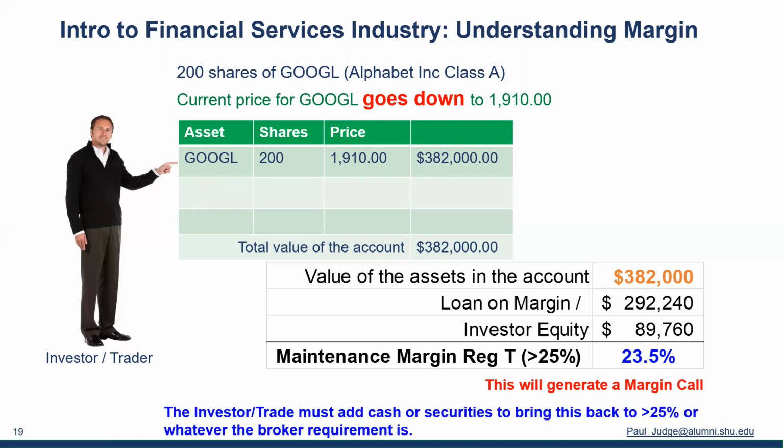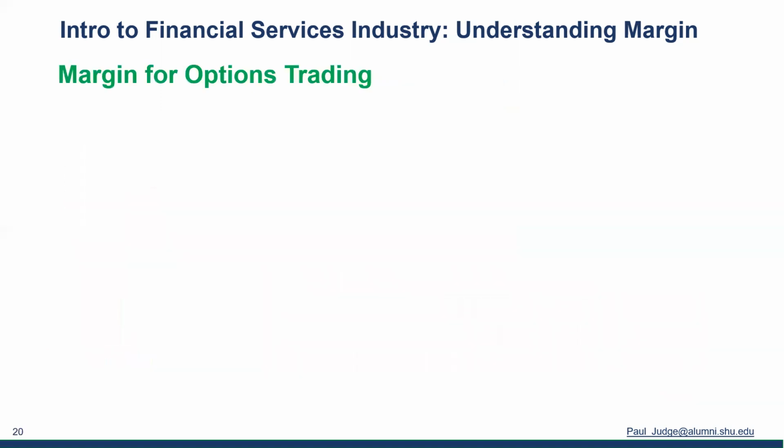Okay, so again, different brokerage firms can have different, can have higher stakes than 25%. They can have a rule that says they want the investor to have 30% or whatever.